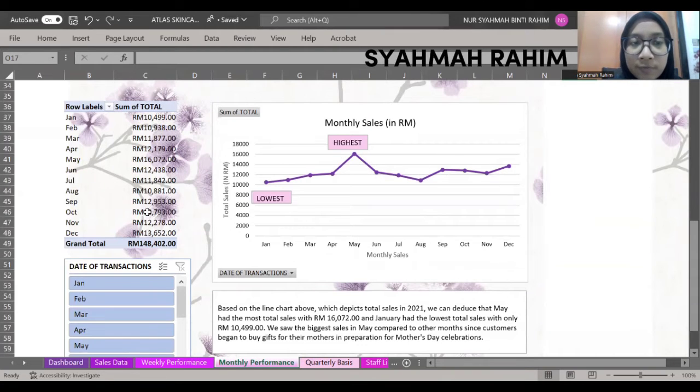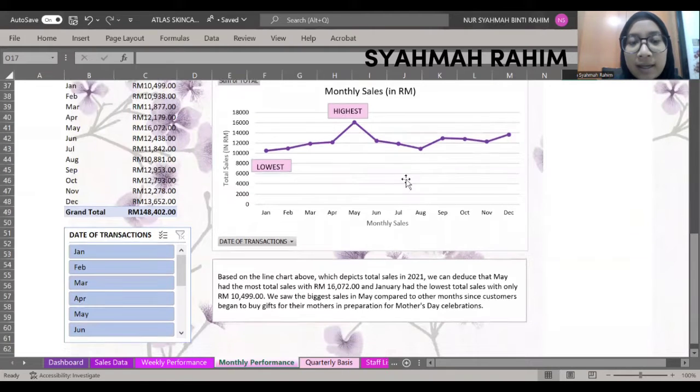Next are the monthly sales in RM. We also use a pivot table for this, with row labels and sum of totals according to month, of course. This is monthly sales, and I use a line chart to show it. Based on this, which depicts total sales of 2001, we can see that May had the most total sales with 16,072 ringgit, while January had the lowest total sales with only 10,499 ringgit. We saw bigger sales in May compared to other months since customers began to buy gifts for their mothers in preparation for Mother's Day celebrations.